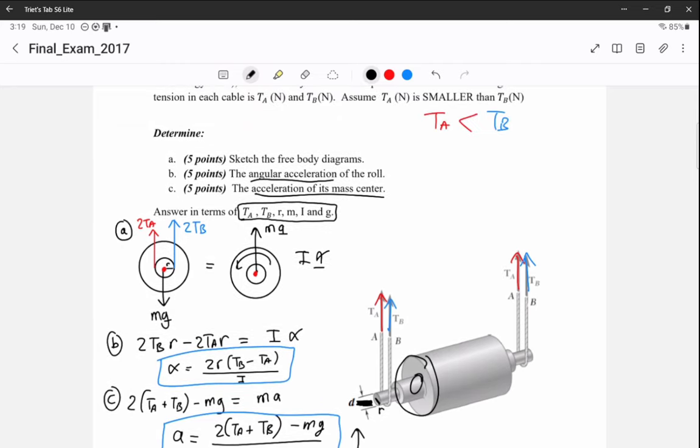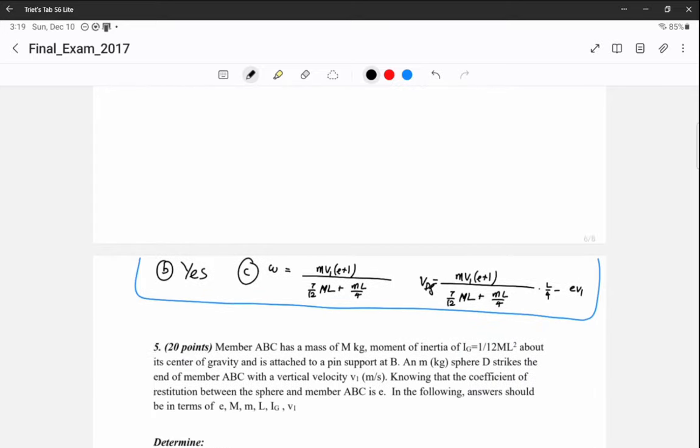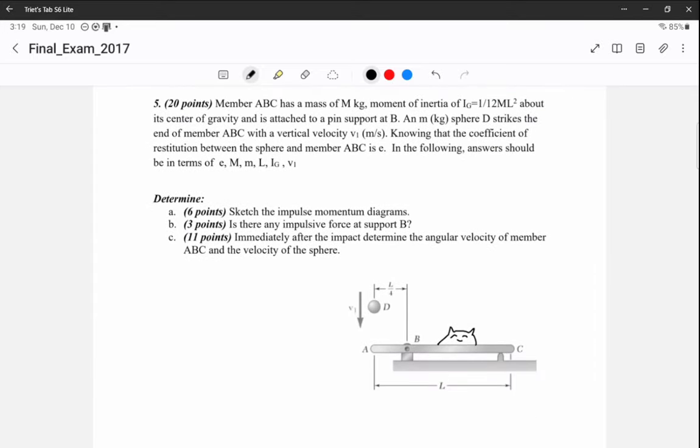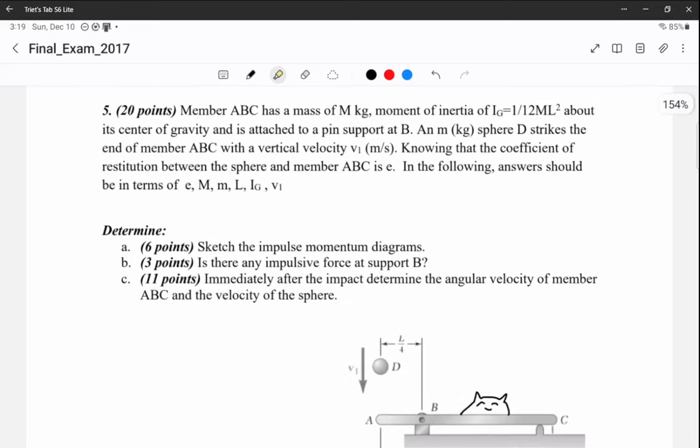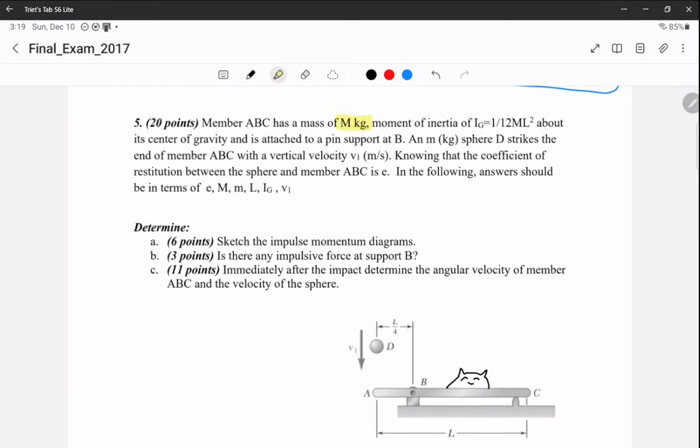Another quick problem. Gonna move on to the last one. This one is a little longer. You have the bar ABC with a mass of m kilograms. You know what IG is, 1 over 12 m L squared, that's the moment of inertia.